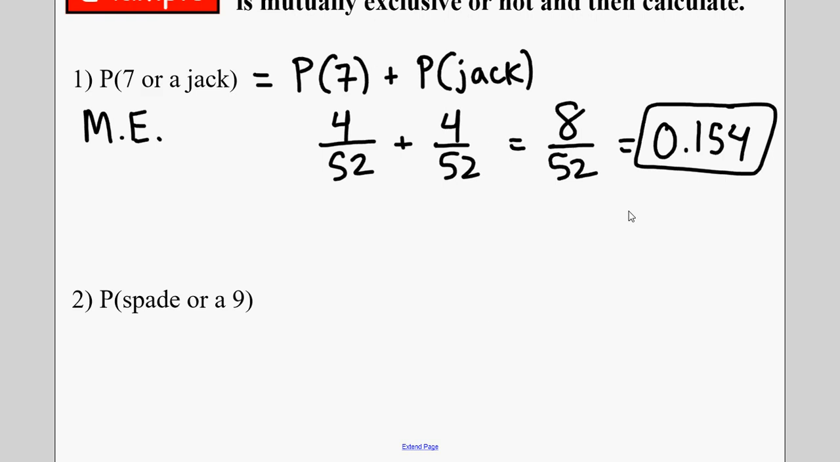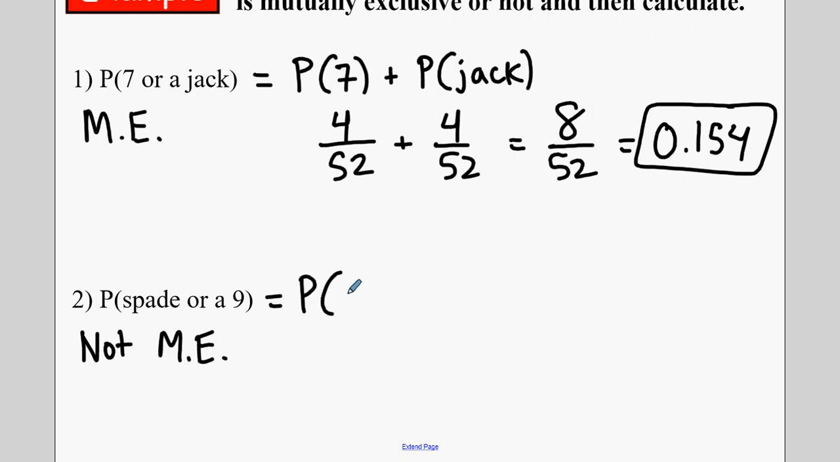0.154. Second scenario, what's the likelihood I draw a single card out of a deck that's a spade or a 9? First thing I need to ask myself is, are there spades that are 9s? And yes, there is. There's one card that is. So this is not mutually exclusive. Those two can overlap. They have something in common. So this is going to have to subtract something off.